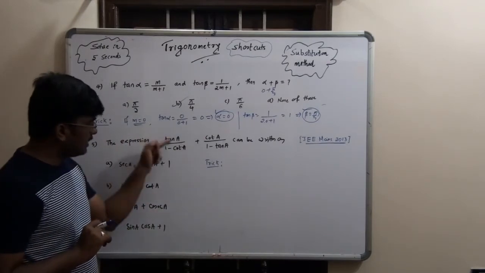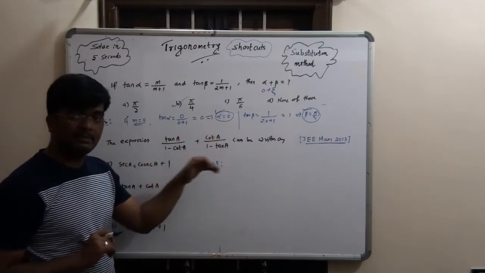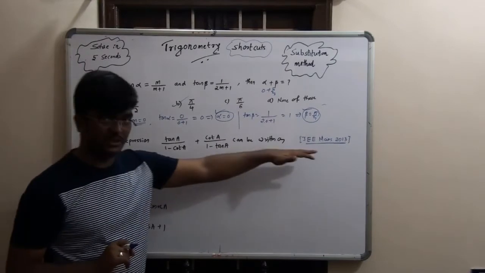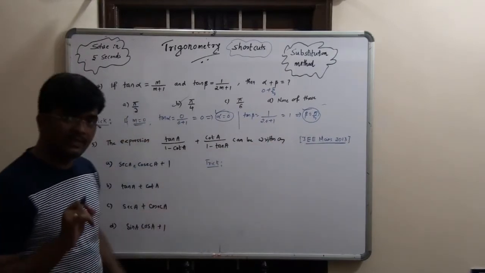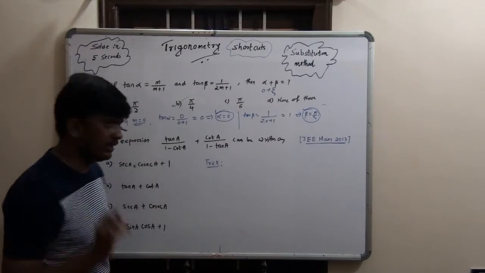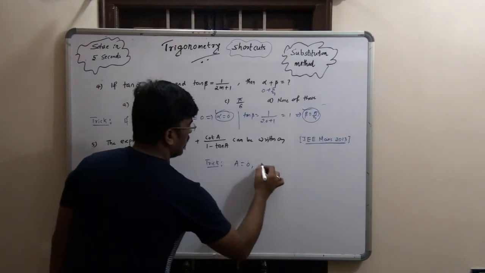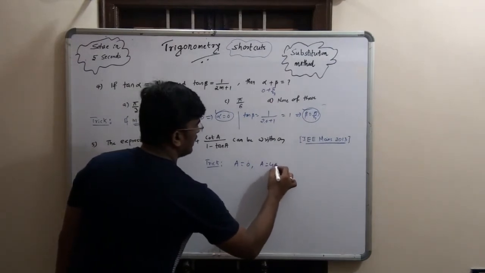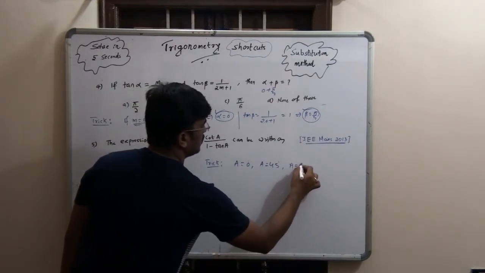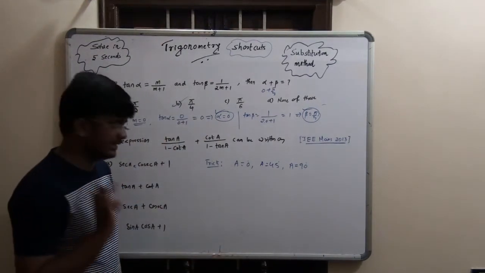The expression tan a divided by 1 minus cot a plus cot a divided by 1 minus tan a can be written as. This question has been asked in JEE Mains 2013, sir. Listen friends, let me give some possible angles here. You can check whether it will work or not. We may take a is equal to 0 degree, or a is equal to 45 degree, or a is equal to 90 degree. I have written three possible cases here.